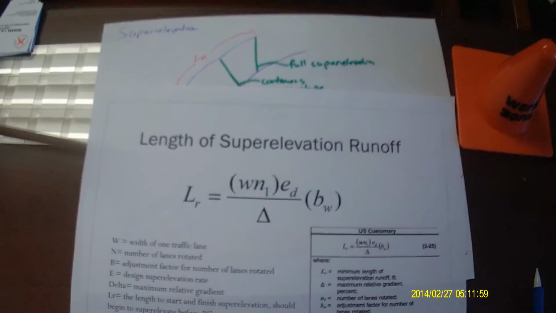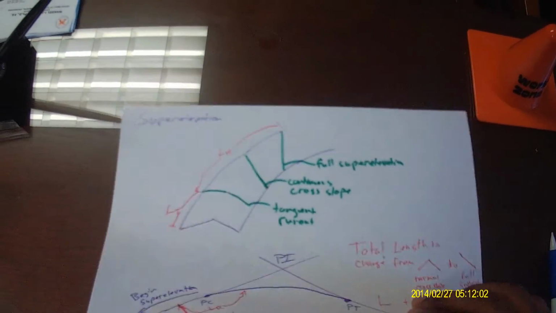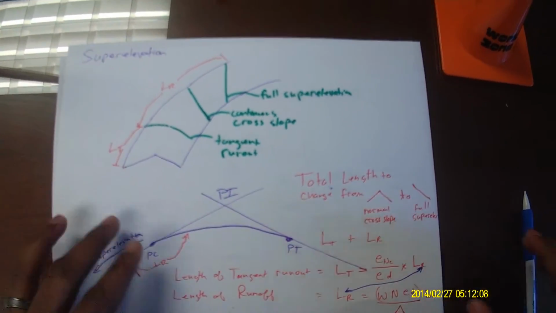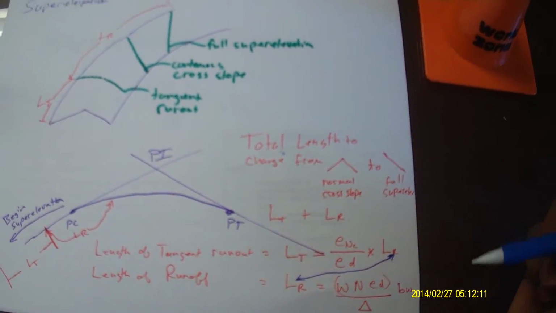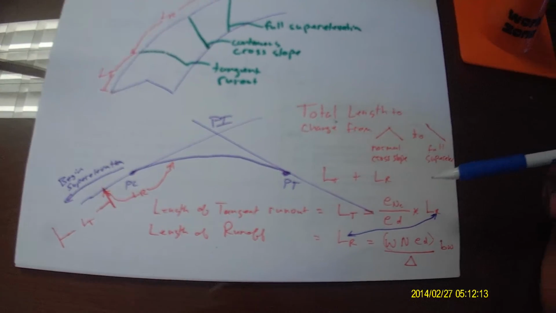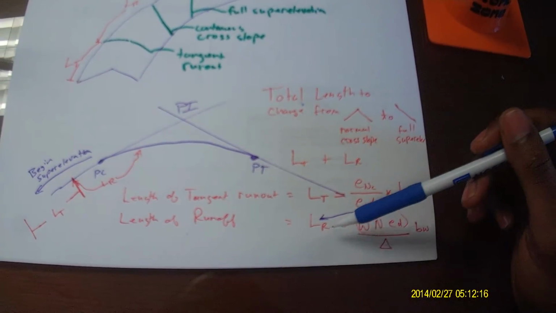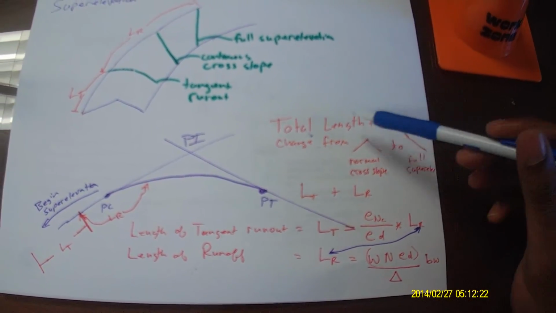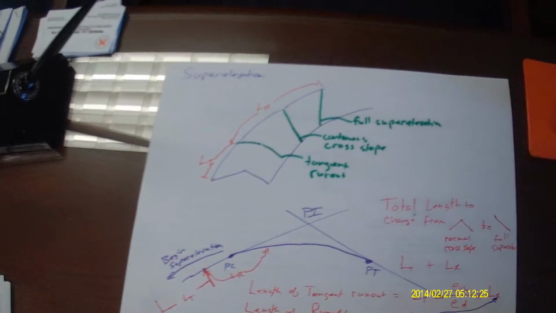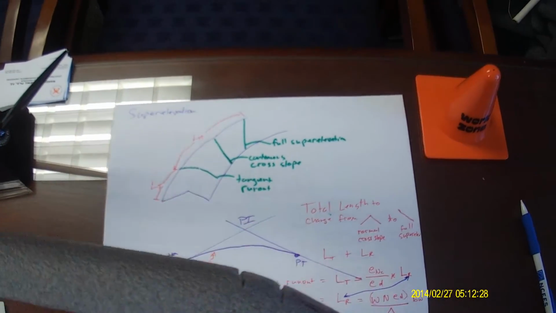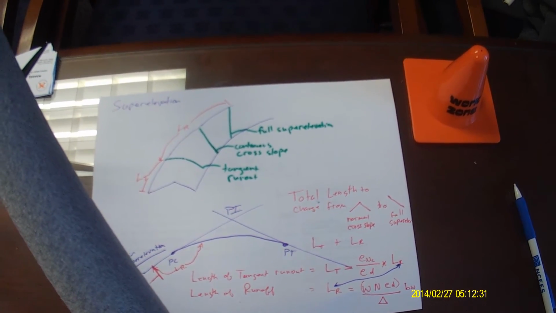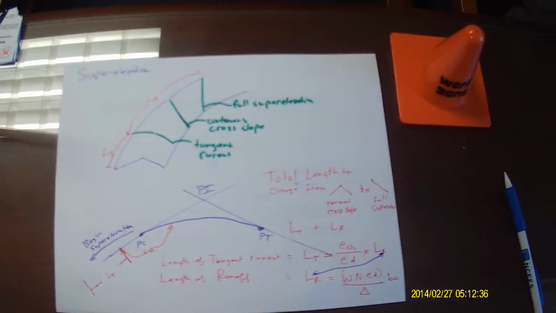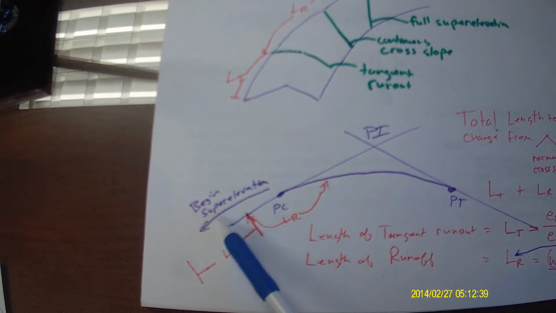All right, so that is the overall picture. And what we are going to do is we're going to be working through an example to figure out what our L sub t is and our L sub r is, and then we're going to add those two things together to determine what the total length to change from a normal cross slope to a fully superelevated road is. Okay, and if we know that length, then we can determine the station at which we should begin to superelevate.